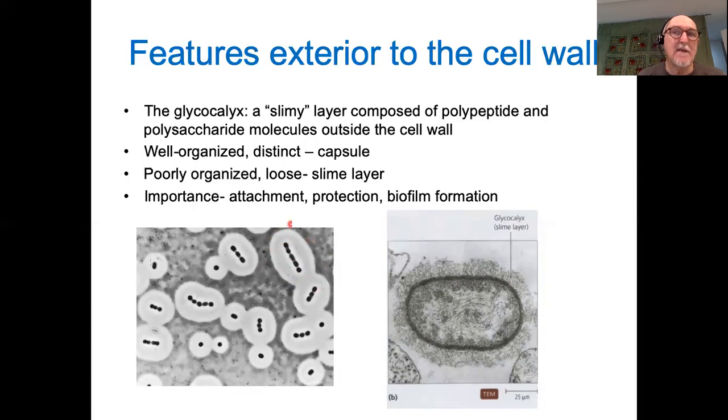Capsules are well organized and they're quite distinct, but sometimes it's a loose layer, and that we call a slime layer. It's often referred to as a glycocalyx. That simply refers to the composition of the biomolecules that make it up. These are often glycosylated. They have lots of polysaccharide groups on them. It's largely a polysaccharide. May have some protein with it, but it's largely polysaccharide.